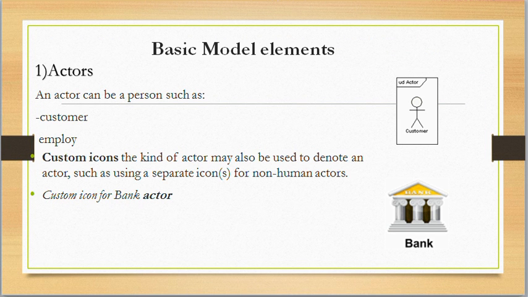Basic model elements. Actor: someone who has a goal using the system. An actor can be a person such as a customer or employee, or a custom icon. A custom icon can also be used to denote an actor, such as using a separate icon for non-human actors. A simple example of a custom icon is the bank actor. So an actor is a role that a person or external system plays when interacting with the system.